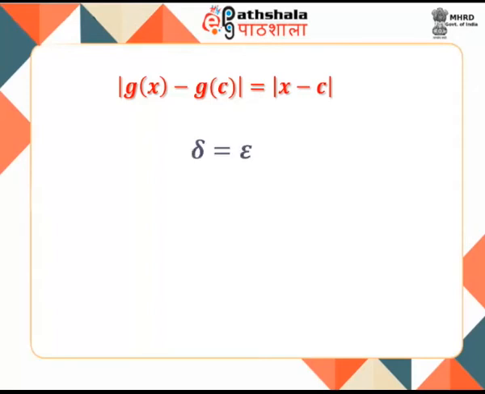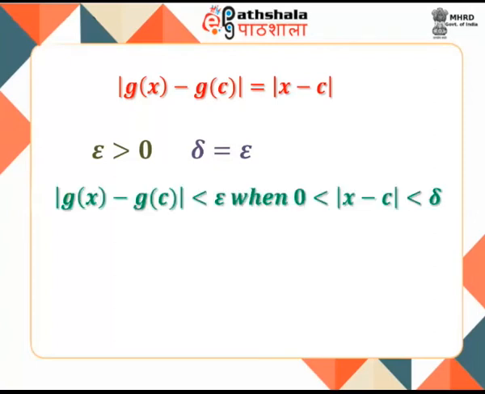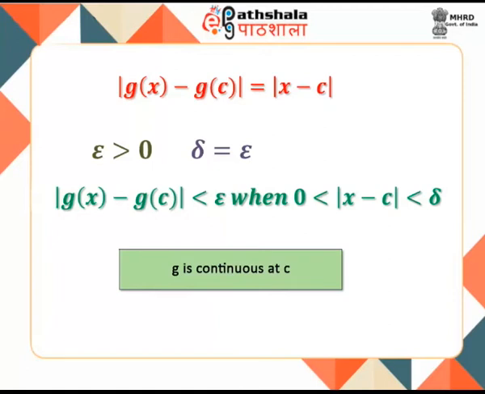Let epsilon greater than 0 be given. Choose delta equal to epsilon, then |g(x) minus g(c)| is less than epsilon when 0 is less than |x minus c| less than delta. Therefore, g is continuous at c. As c is arbitrary, therefore, g is continuous on R.